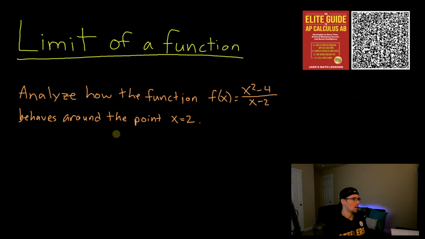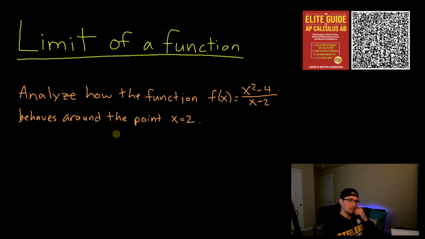So we're going to go through this problem here. We're going to analyze how the function f of x equals x squared minus 4 all over x minus 2 behaves around the point x equals 2. And we're going to approach this in two different ways.